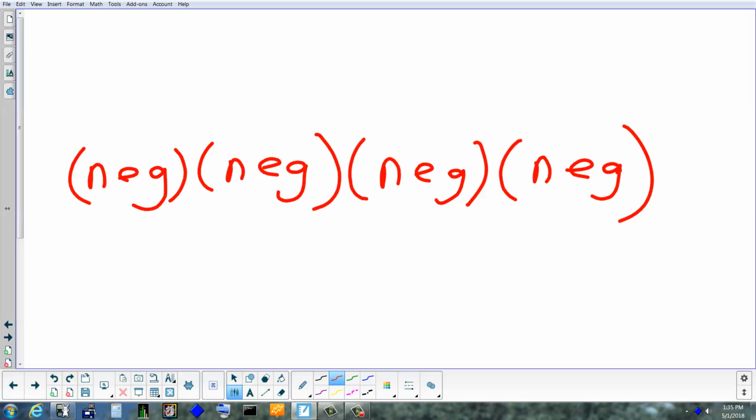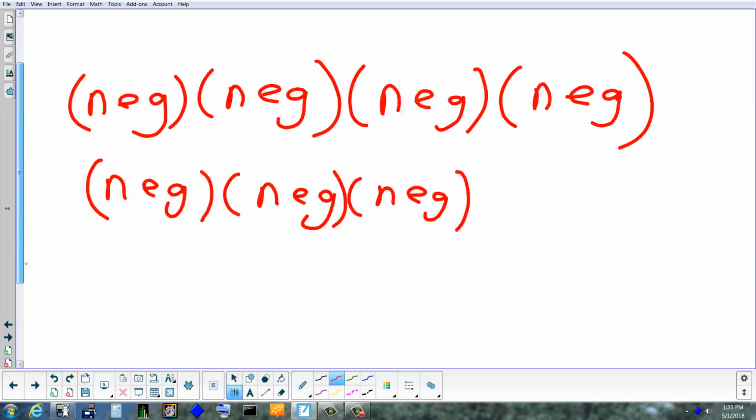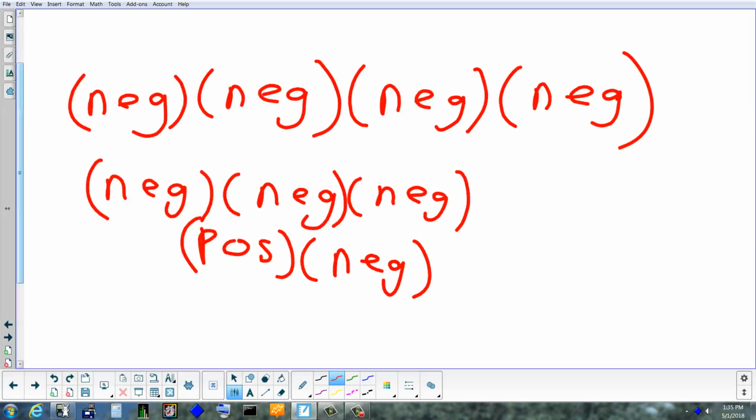But let's try an odd power. Let's say you had a negative times a negative times a negative. What's a negative times a negative? Positive. Positive times negative is negative. So the pattern is, if you raise a negative number to an odd power, it always comes out negative. If you raise a negative number to an even power, it comes out positive.